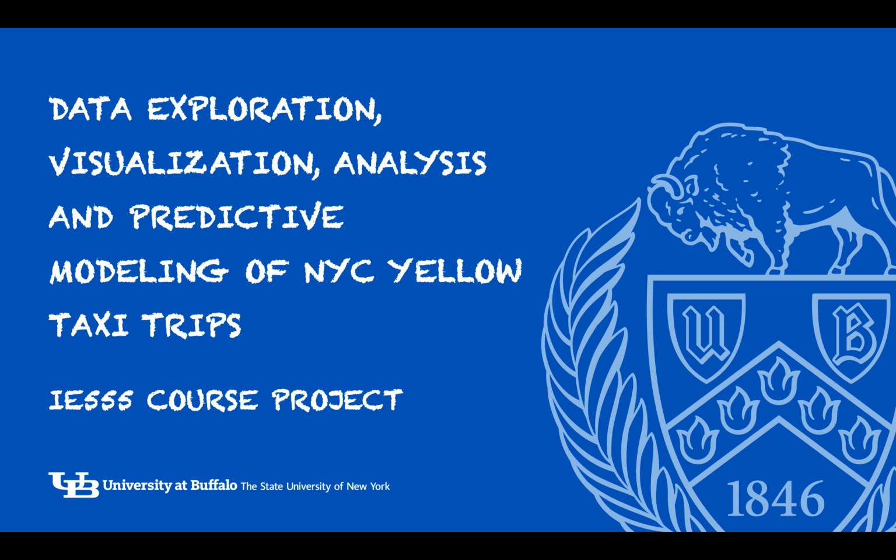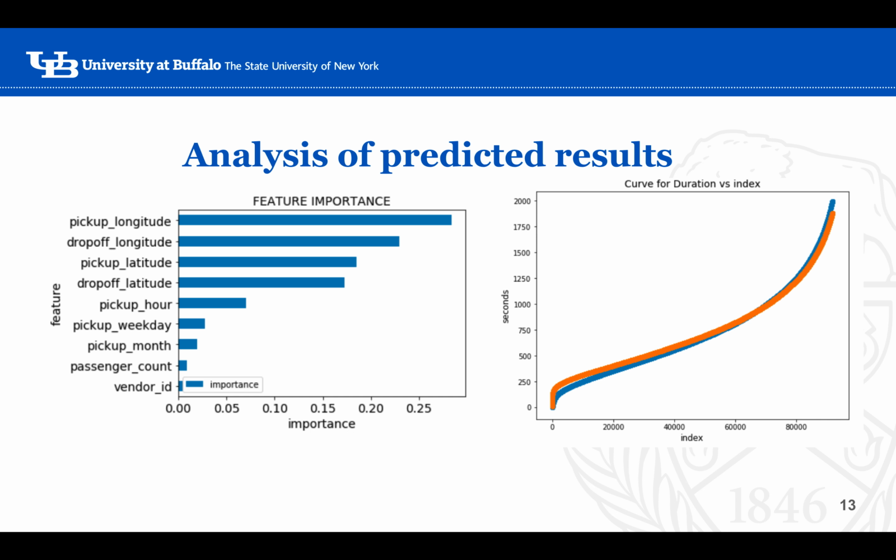Here we have an analysis of our predicted results. On the left, we have a feature versus importance graph. This gives us the important features which have a high impact on our prediction. Initially, the longitude and the latitude are the most important. That is, our location gives the highest impact on our predicted duration. Second, we have pickup hour, that is the time of day, which is very important because in the morning we may see medium traffic and in the afternoon we have a high intensity of traffic.